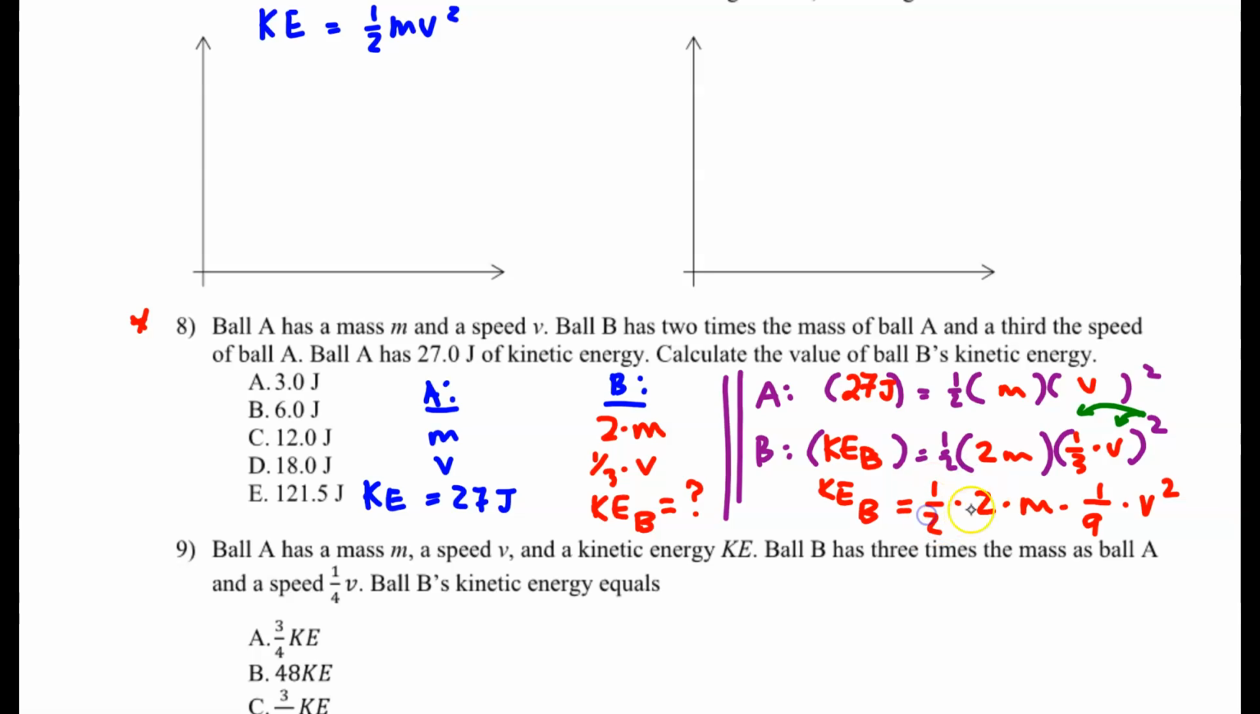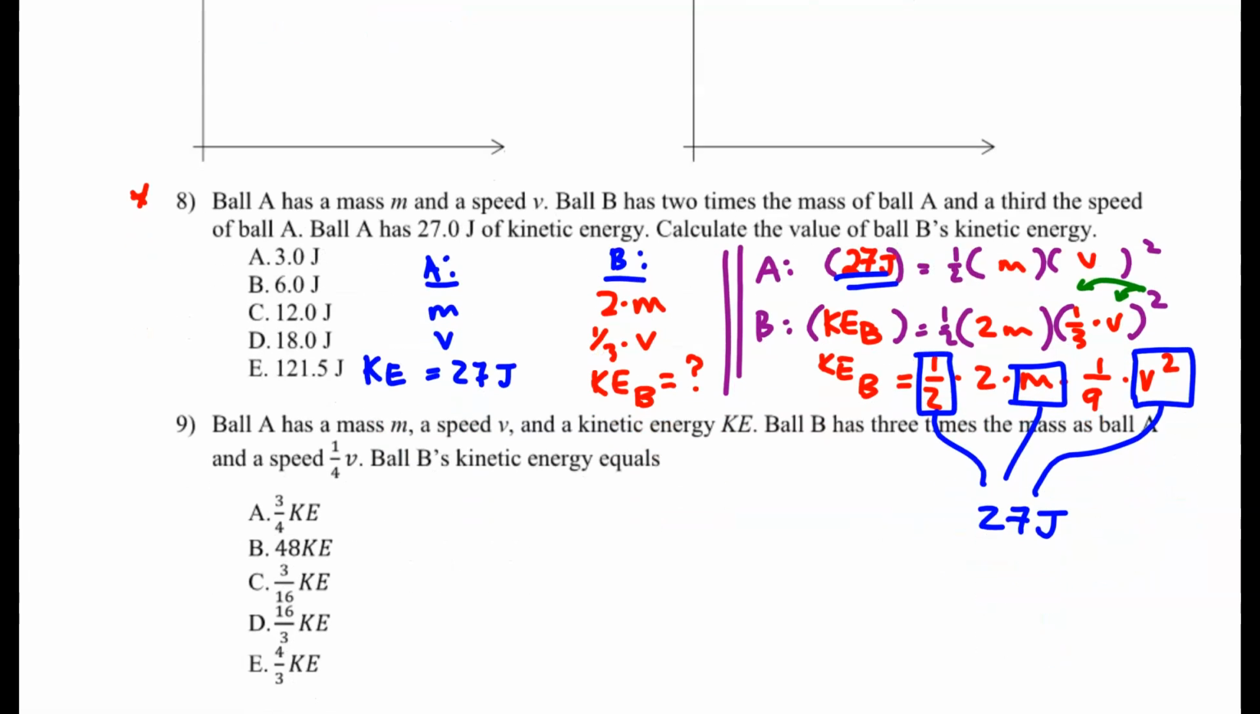So why did I tell you not to cancel out the 1/2 and the 2? Because we have to substitute. If you take away 1/2, take away m, and take away v squared, you can replace those 3 things with an equal quantity. What is equal to 1/2 times m times speed squared? 27 is equal to those 3 things. So I'm going to replace 1/2, replace the m, replace the v squared. All of those 3 things go away, and in their place I have 27 joules.